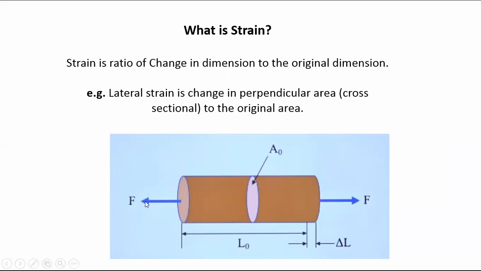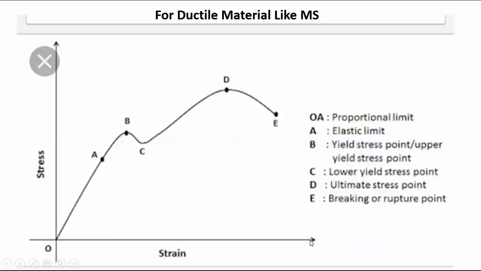Now, once we go on increasing the applied force or load, this elongation will go on increasing, and stress will go on increasing, and similarly the strain will go on increasing. If we put those values consecutively on graph paper on the x and y axis, we will get such a graph.